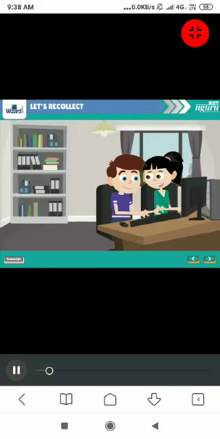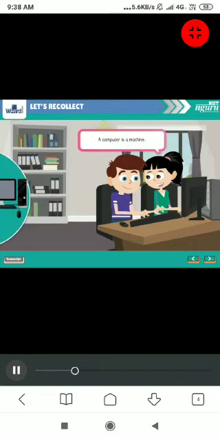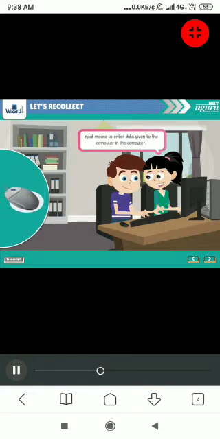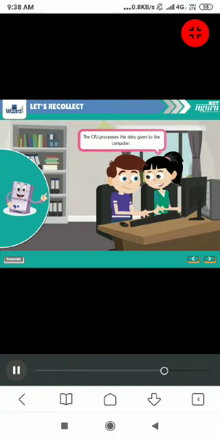Alright Jim, let's recall what we have learnt in this module. A computer is a machine. Input means to enter data given to the computer in the computer. The CPU processes the data given to the computer. The output is the result of processing data.